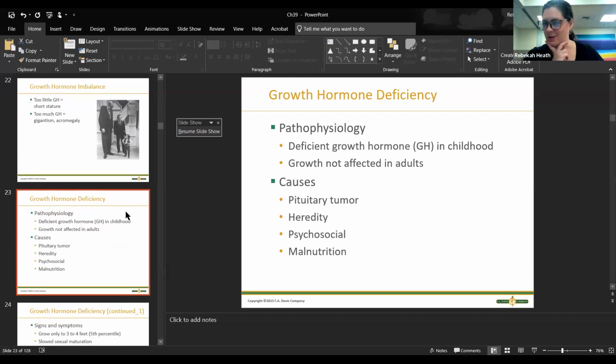Psychosocial, that one's kind of an interesting one, right? How can your growth hormone be affected by psychosocial issues? I really like the example that we used talking about foster children. They were in and out of foster care for years, with an unstable home life. They got placed into a stable home. They were all very short in stature, like in the 1st percentile for height and weight.